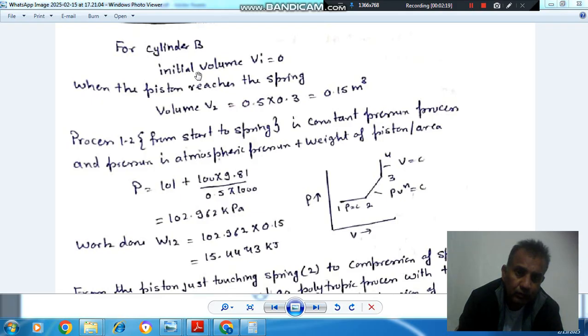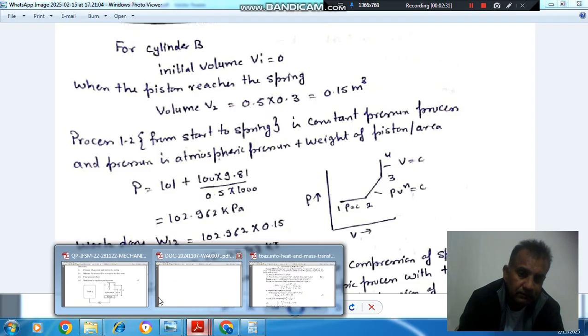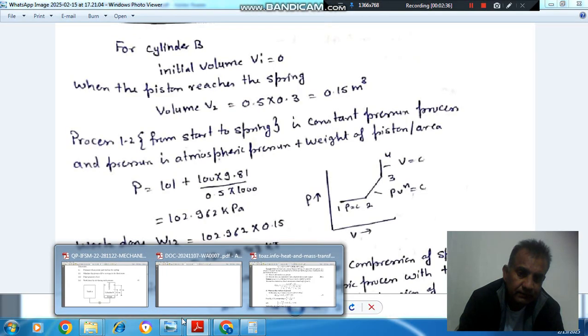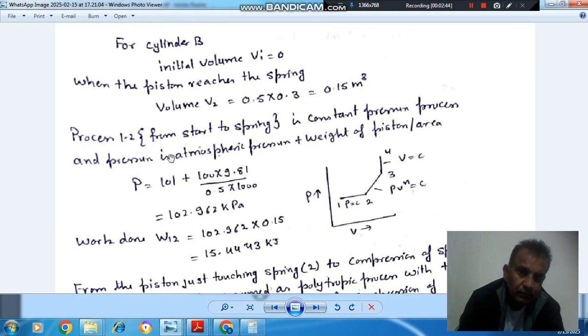So the initial volume for cylinder B when the piston hasn't displaced is 0, and when the piston reaches the spring, the volume becomes, because the spring is 0.3 meter above and the area of the piston is 0.5 meter square, V2 equals 0.5 into 0.3, which is 0.15 meter cube. So 1-2 is the process, a constant pressure process, from the start up to the spring.